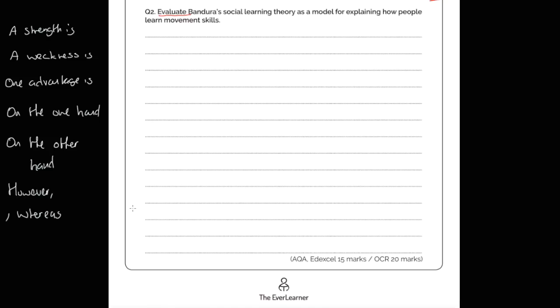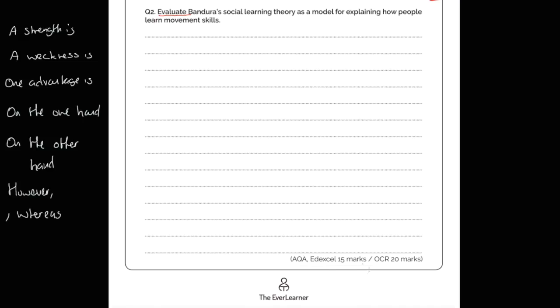Now I'm going to give you a sample part of some sentences which could feature in this question. Evaluate Bandura's social learning theory as a model for explaining how people learn movement skills. So I'm simply going to give you 4 or 5 sentences which are going to be contained within this example. And of course, what you then need to do is take that skill of evaluating and discuss that with your teacher.